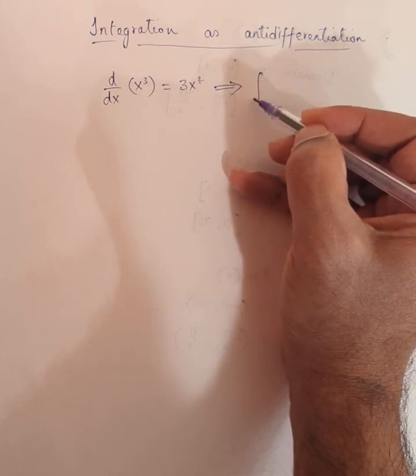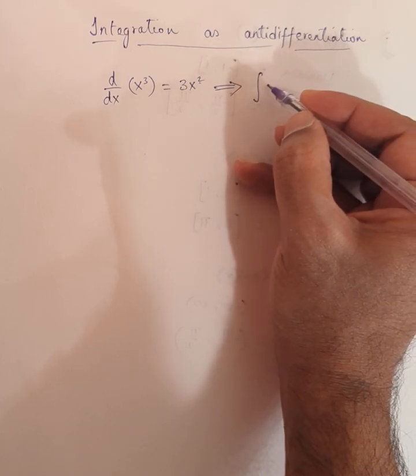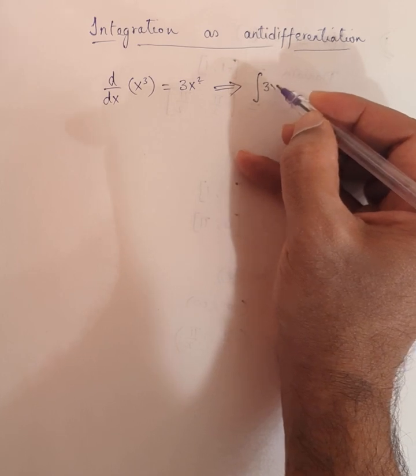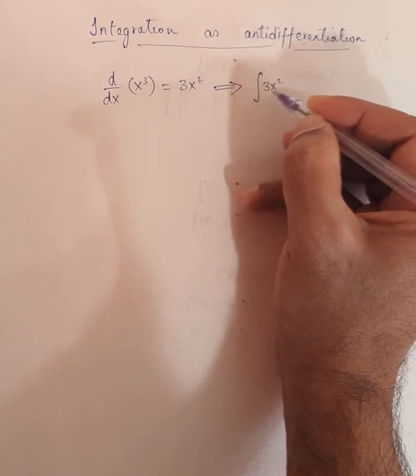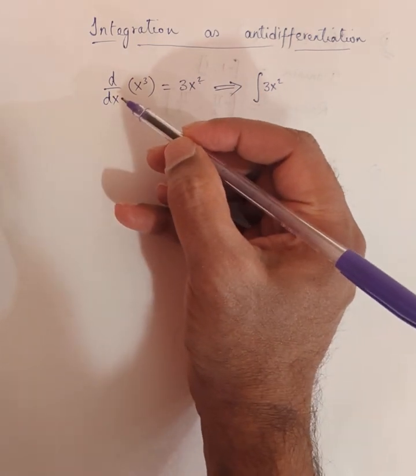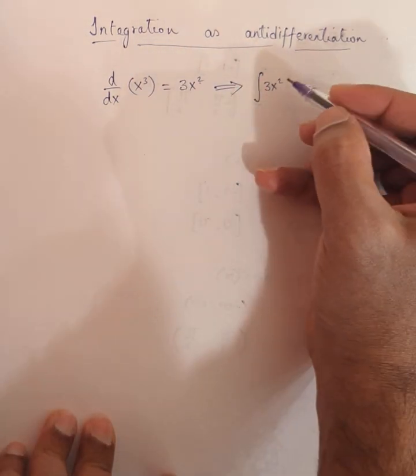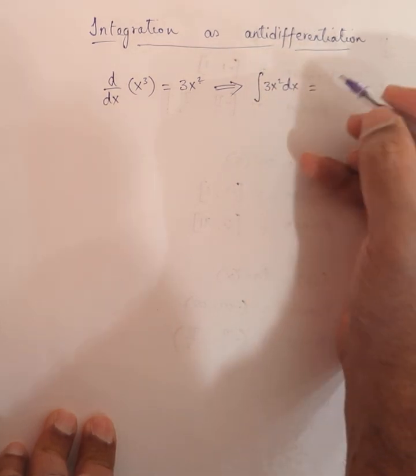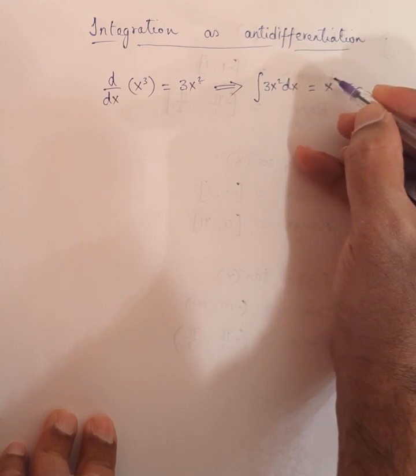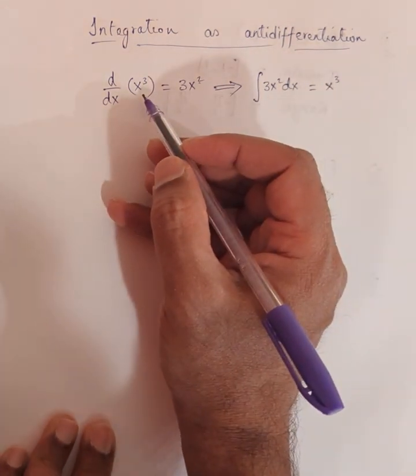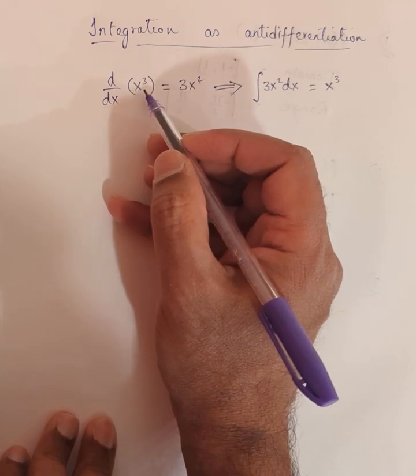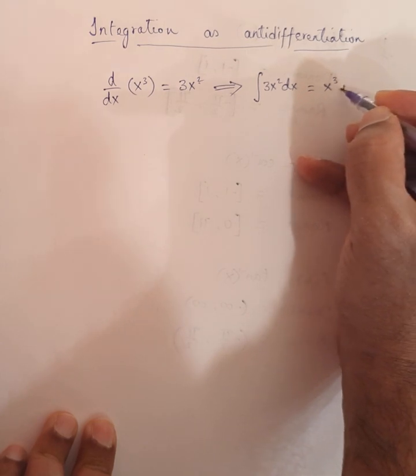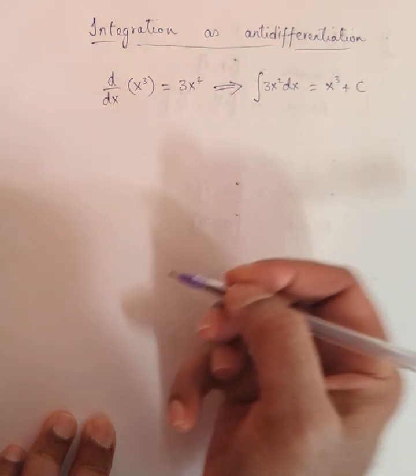And we use this elongated s symbol for integration. I would write integral, and we read it as integral 3x squared. And when you differentiate, you write d over dx. For integrals with respect to x, you say 3x squared dx. Now this happens to be equal to x cubed. But notice, the derivative of x cubed plus any constant would give me 3x squared. So I can write that this is x cubed plus c.